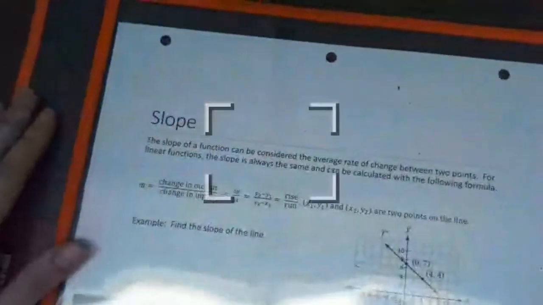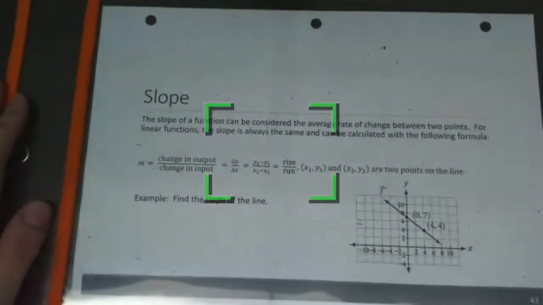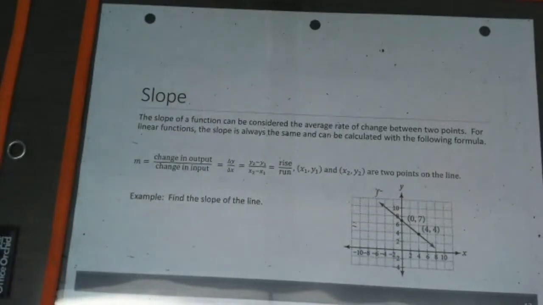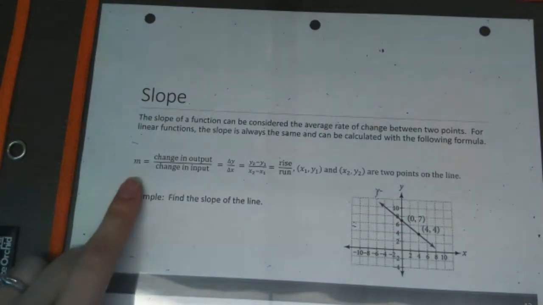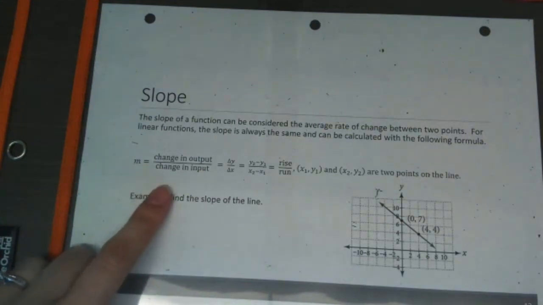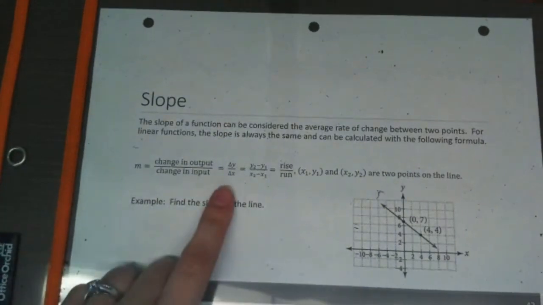When we're talking about linear equations, a very important aspect of them is slope. The slope of a function can be considered the average rate of change between 2 points. Because that is constant for linear equations, the slope is always the same, and we have a formula for it. We use the letter m to represent slope, and the way we find slope is by taking the change in output divided by the change in input, sometimes written as delta y over delta x. Those little triangles are deltas, a capital delta, the Greek letter.